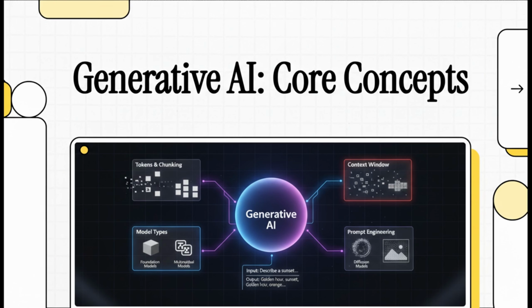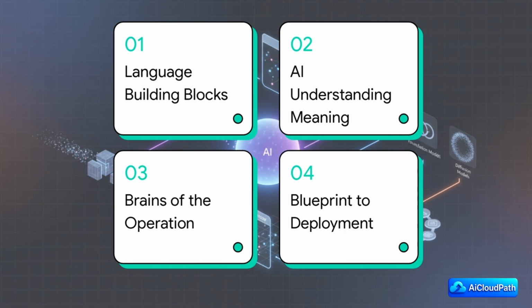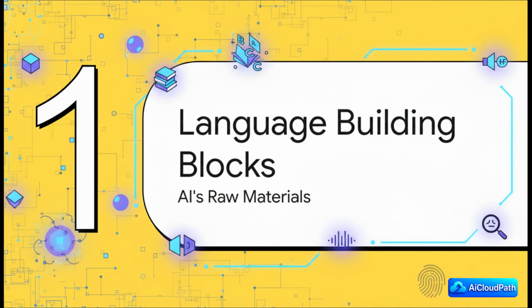Let's dive in. All right, here's the map for our tour today. First up, we'll swing by the supply room to check out the raw materials, the building blocks of language itself. Then it's off to the translation department, where we'll see how an AI actually figures out what things mean. After that, we get a special look at the central command center, where the AI brains are running the show. And finally, we'll watch the assembly line to see how these amazing models are built and sent out into the world.